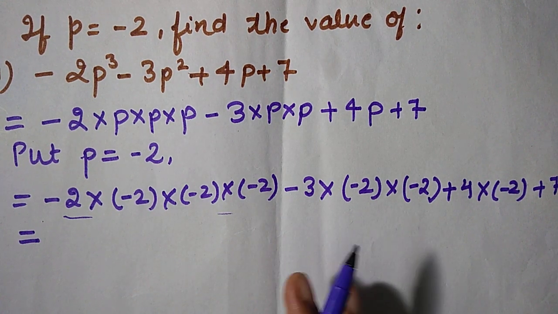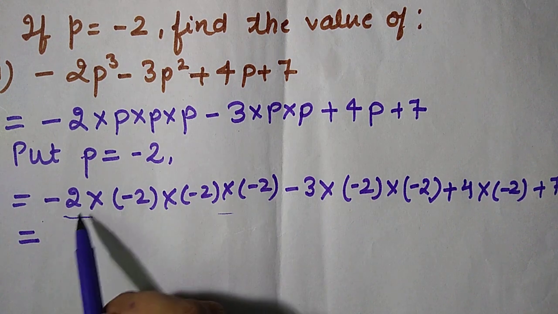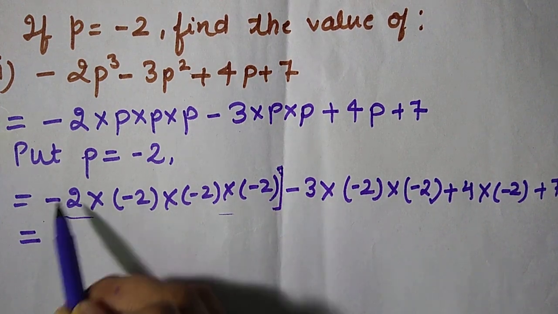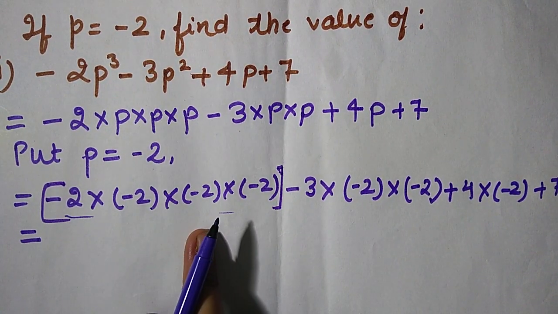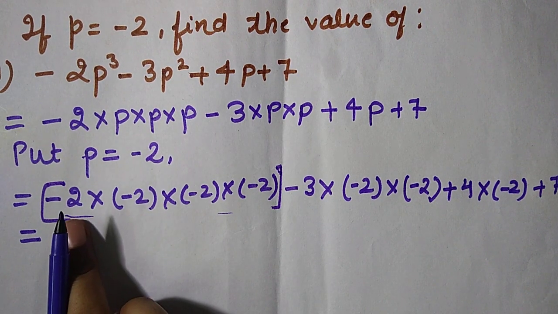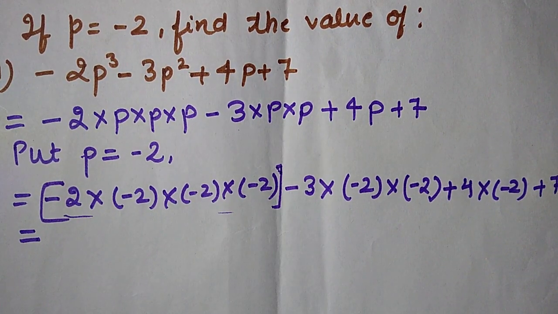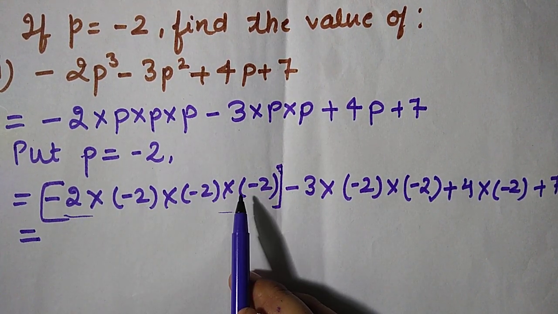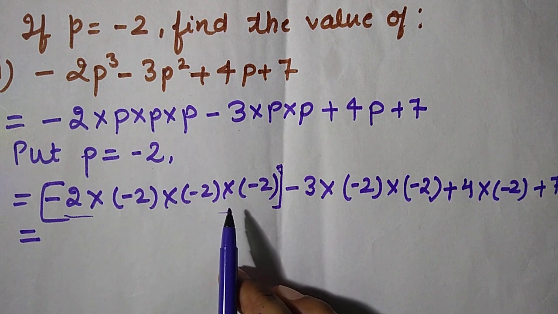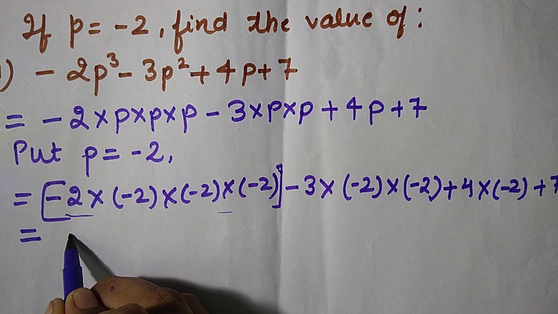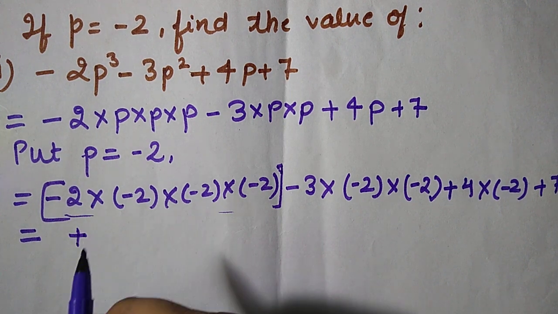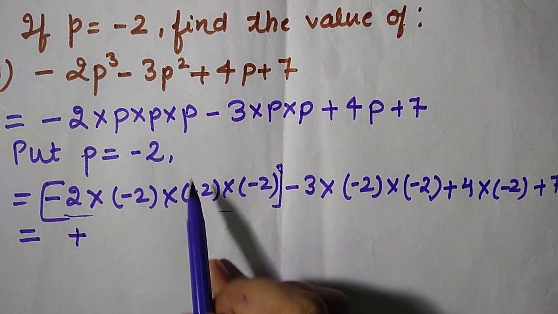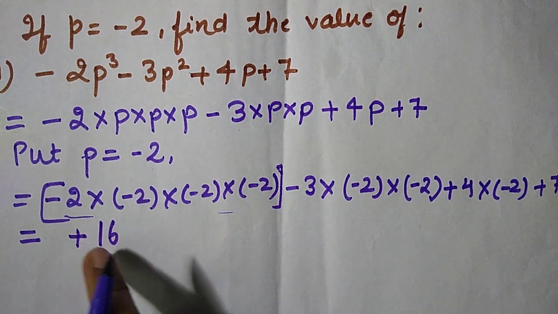Or you can multiply them as we are observing that here we are multiplying 4 numbers. I am taking this part only. 4 numbers we are multiplying, and we have 4 negative signs present, 1 2 3 4. We are multiplying an even number of negative signs, so overall the result will be positive. Then you simply multiply the numbers: 2 to the 4, 4 to the 8, 8 to the 16. So this is plus 16.